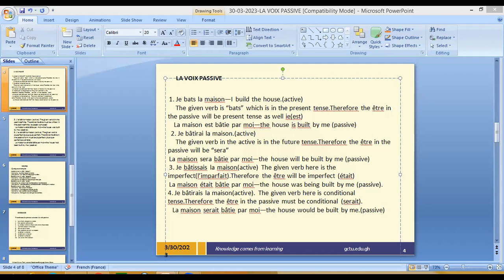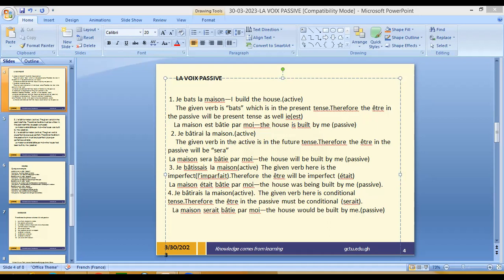Il avait bâti la maison. The given verb is pluperfect ou bien le plus que parfait. We should not forget the plus que parfait where we discuss that the had plus the past participle, just like in English, had come, had left, had gone, had traveled. We saw that that's the plus que parfait. It has the English concept of had plus the past participle form of the verb.